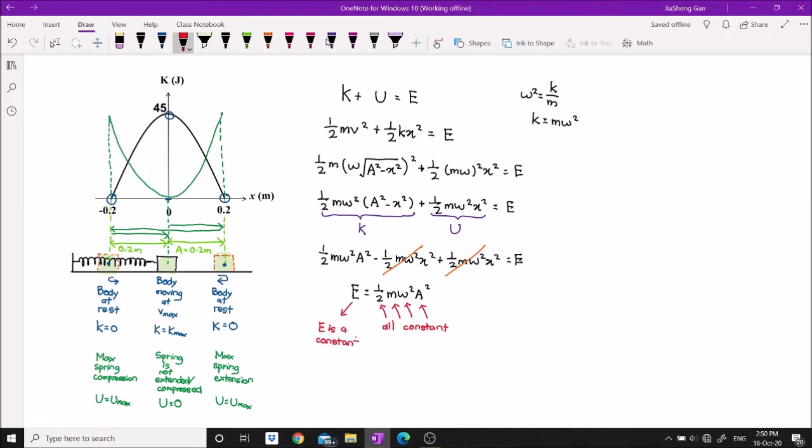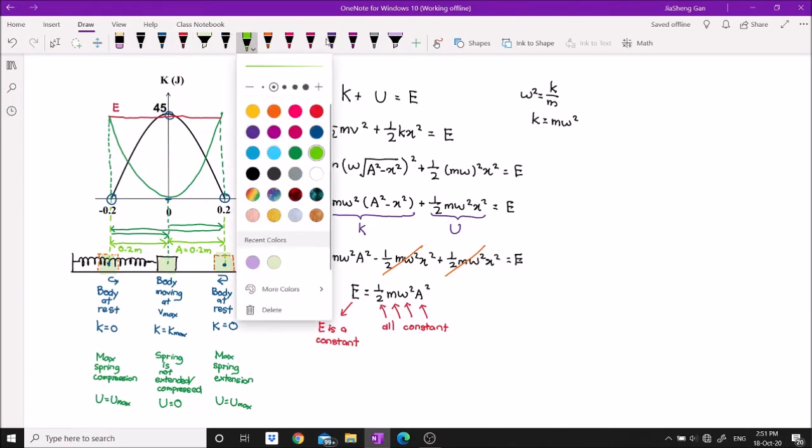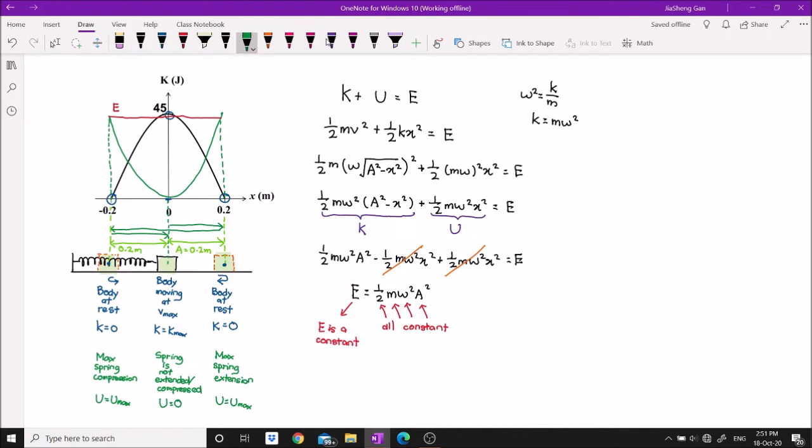That's why if you try to draw the line for total energy, it will probably look something like this. Okay, let me label it. This one is E, representing total energy. This will be U, representing the elastic potential energy, whereas the black color line will represent kinetic energy. So let me just remove this because it might be confusing. Okay, so this is how the three energies are related to each other.